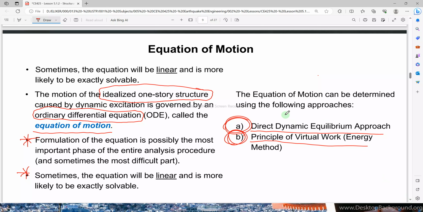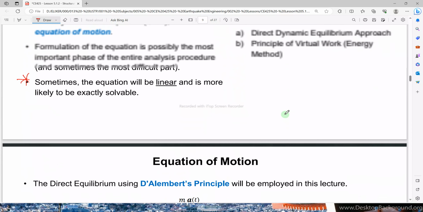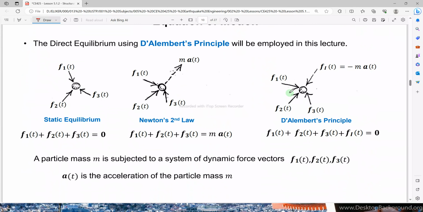So, padayon ta. For this one, we'll try to use D'Alembert's principle in the calculation for the equation of motion. As you can see here, we have three figures. The first one is the static equilibrium. The second one applies the concept of Newton's second law. And the third one is the concept of D'Alembert's principle.